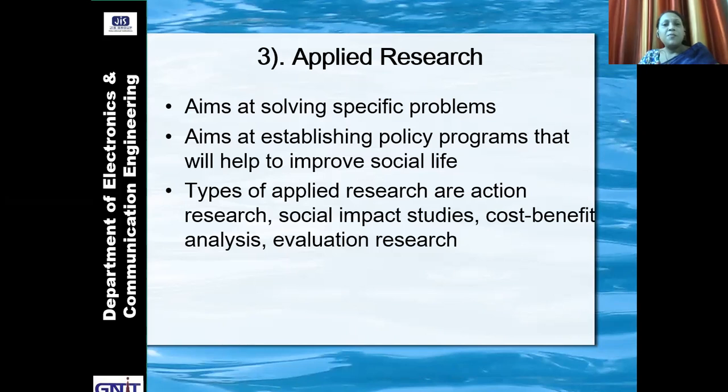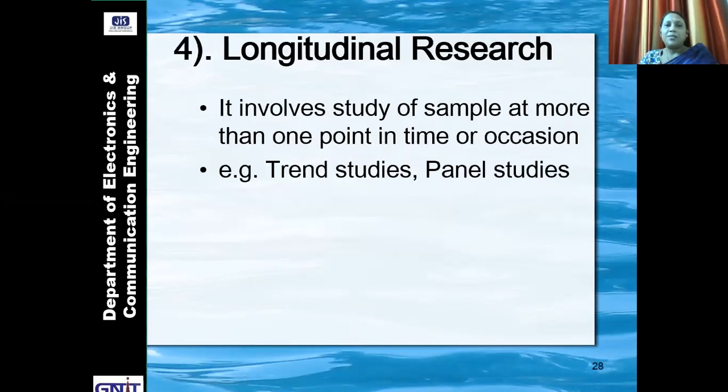Next is applied research. It aims at solving specific problems, and at establishing policy programs that will help to improve social life. Types of applied research are action research, social impact studies, cost-benefit analysis, and evaluation research. So in applied research, there is always some problem solving. We have to solve something, we have to calculate something, that is application based. That's why it is named applied research.